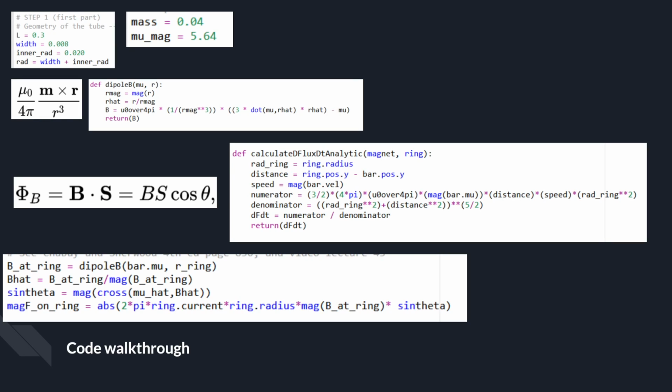With the first one being calculating the field in space from a magnetic dipole given the dipole moment and the radius. The next is calculating the magnetic flux with respect to time. And this also bakes in a little bit of the calculation of how the flux is actually changing. And then also how we take all of that and apply it to figure out the force on the ring.